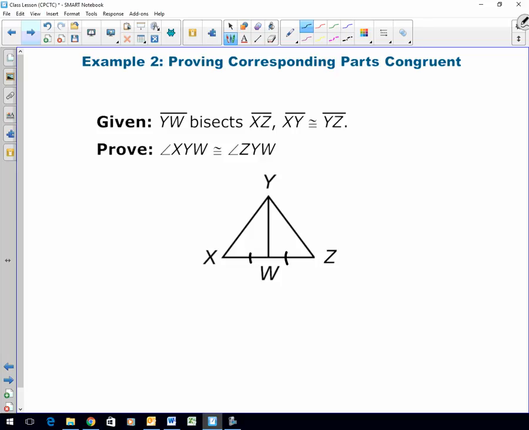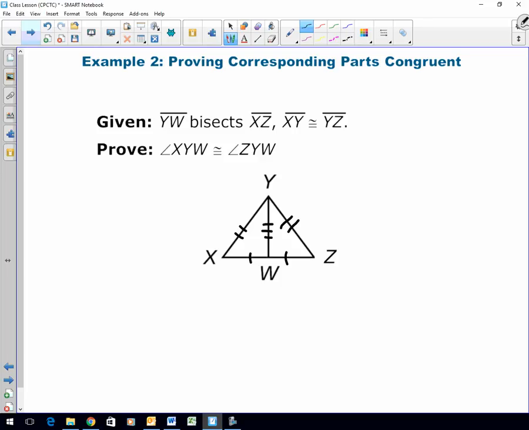Segment XY is congruent to segment YZ, correct? Okay, I'm given that. All righty. What else do I know about this triangle? Cameron Foster. Do I have any other sides that are congruent? Perfect. Through what property? Perfect answer, Cameron. YW is congruent to itself.